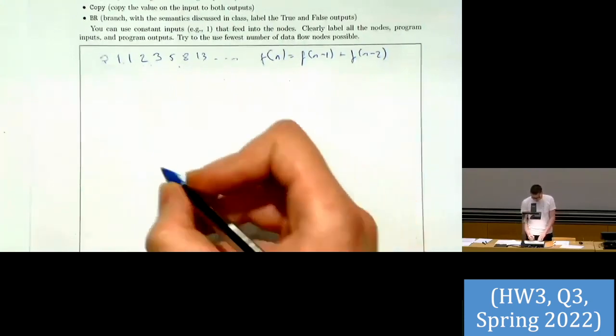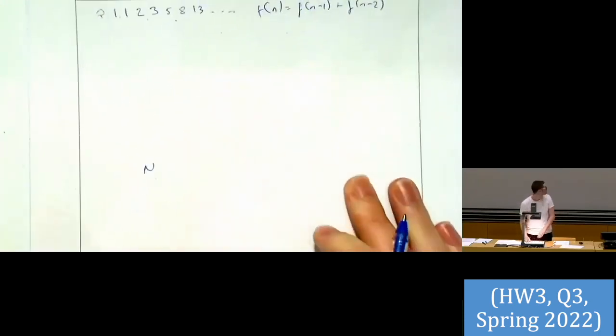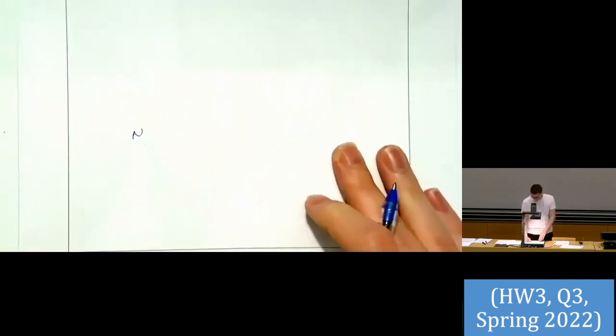Okay, so let's start with some input n. I will write it here. Okay, so we have n. We'll assume that this is 0, right? But it could be anything. So let's assume this is 0.